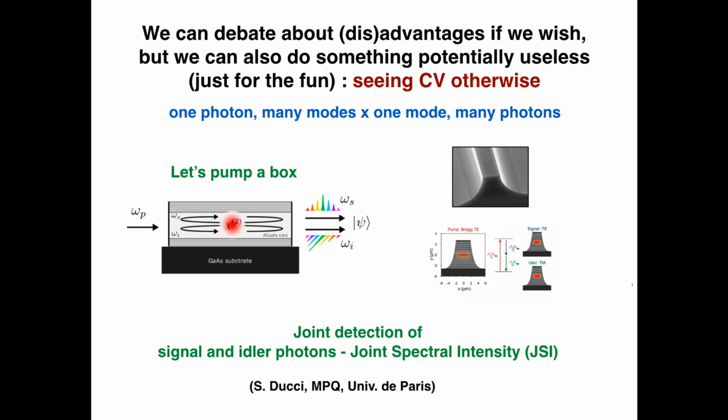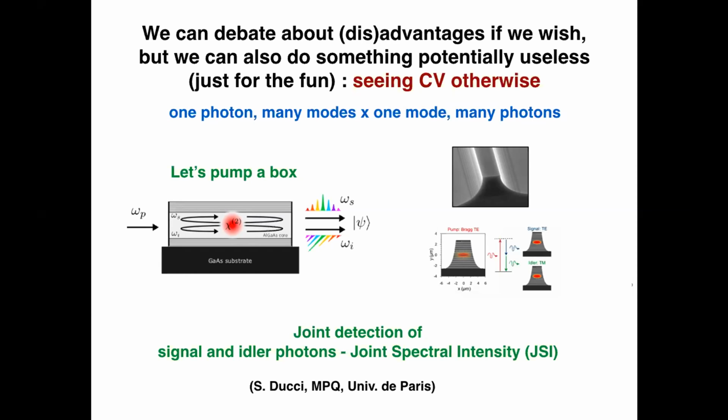And this box has an index of refraction that is different from the air. So it works as a cavity. This is why, when the signal and idler photons get out of this cavity, they have this periodic structure here, because they bounce back and forth inside the cavity. Here on the right, we have a picture of this box that looks a little bit like a Kit Kat.